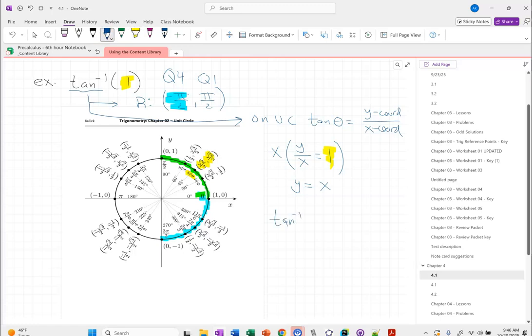Is pi over 4 in between negative pi over 2 and positive pi over 2? Yes, right? We have negative 0.5 to positive 0.5, and 0.25 is in between those. I'm just converting my fractions into decimals. Sometimes it's easier to tell if something's in between if everything is a decimal. You can just forget about the pi's. So that's it, and we're done.